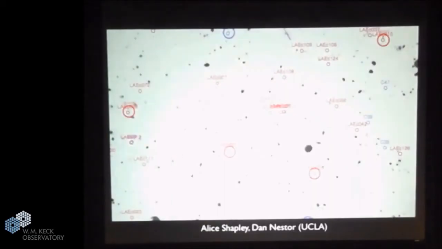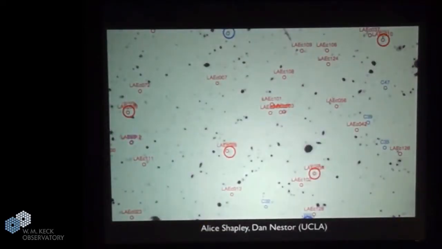So we did just that. This is actually a collaborator of mine, Alice Shapley, who's a professor at UCLA. She used the Keck telescopes, and in perfect conditions, with a couple of nights staring at one pointing, she stared at those distant galaxies. And those distant galaxies, the very distant ones, are marked in red and blue. And you can actually see there's a few of them that are detected. That one there, this one up here, there's one other one. This one here.